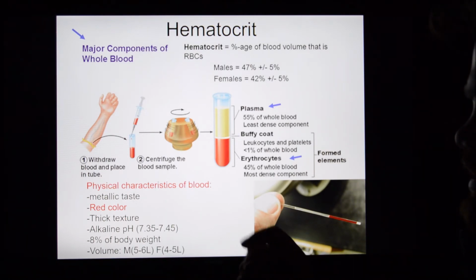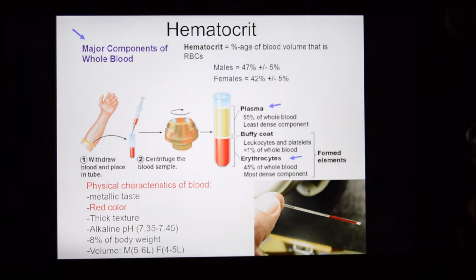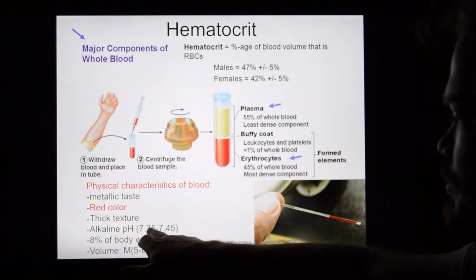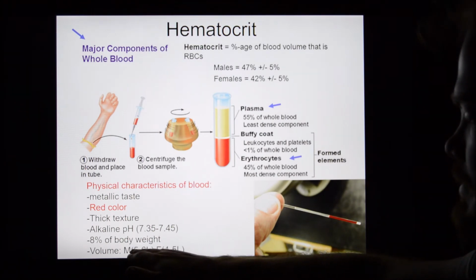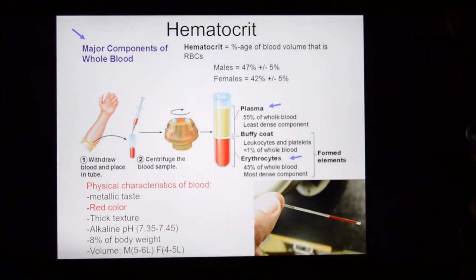A very thick, gooey texture. pH around 7.4. And the volume is really dependent upon body size, but around 5 to 6 liters, generally speaking, around 5 liters.